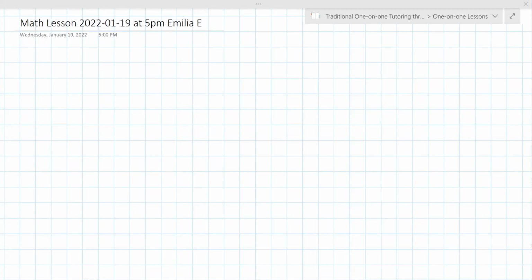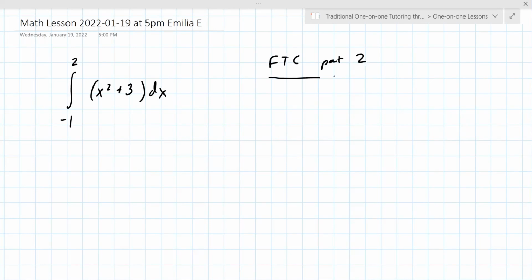So the instructor gave you an example, and we'll just do one like this. Let's say I want you to find the area from -1 to 2 of x squared plus 3 dx. This is the Fundamental Theorem of Calculus part 2. We did this a little bit yesterday. The main thing you're doing here is finding the antiderivative: the integral of x to the n dx equals x to the n plus 1 over n plus 1.